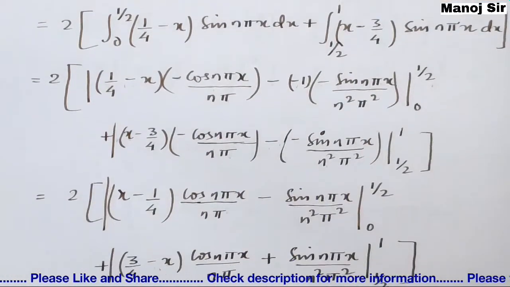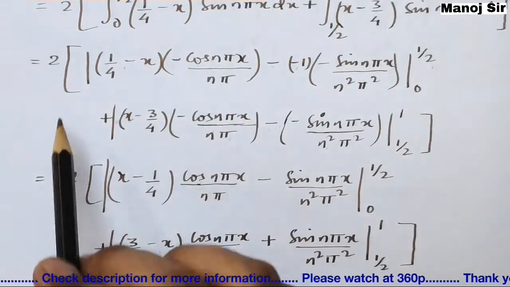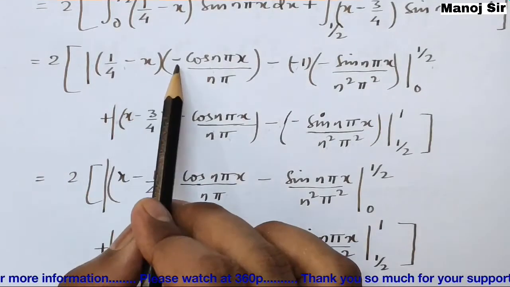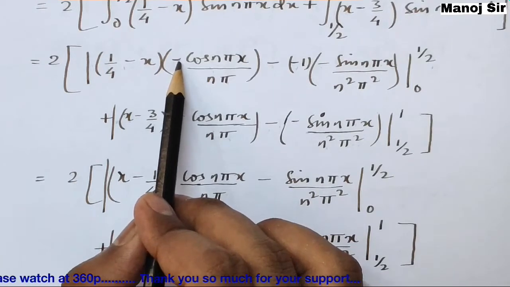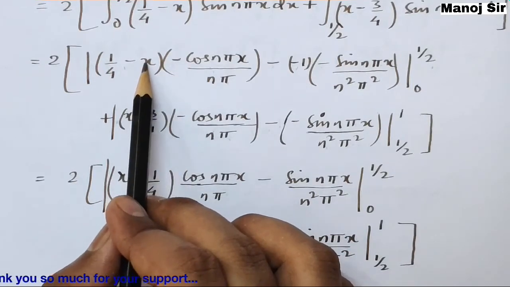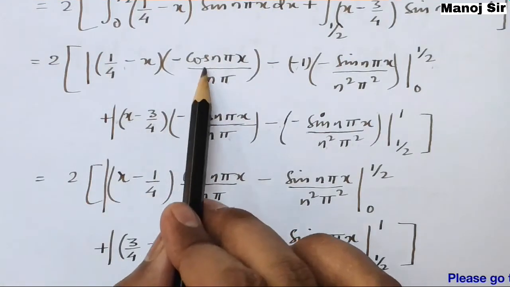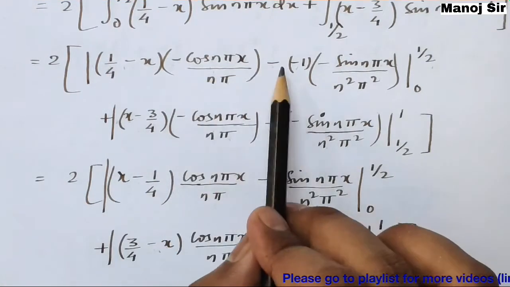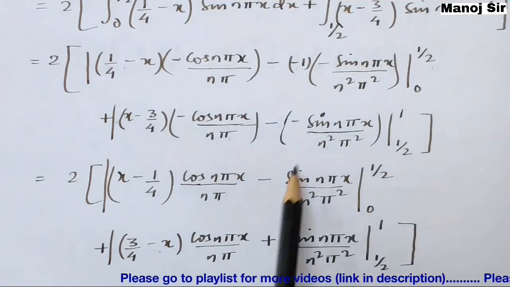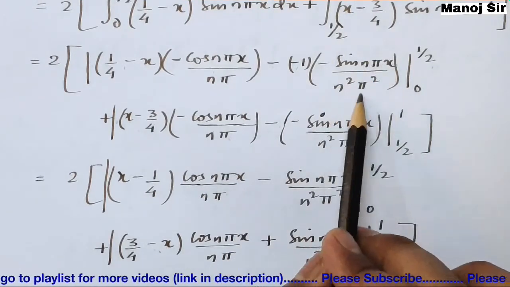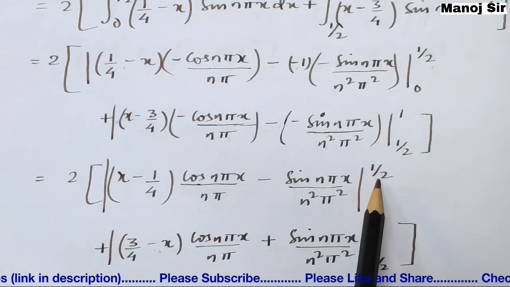Now here you can see these two are as it is. Now here we have a negative sign. So if you take the negative here, this will become positive, this will become negative. So we can write this as (x minus 1/4) into cos of n pi x upon n pi. Now here negative, negative, that is minus of sine n pi x upon n square pi square. The limit is from 0 to half.